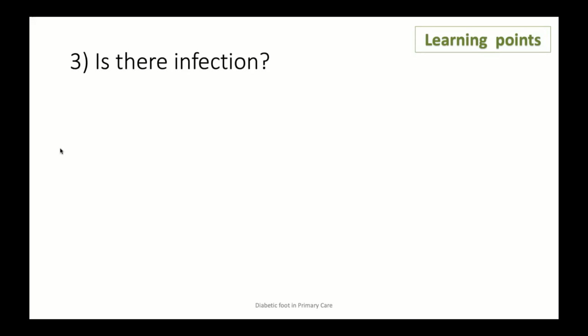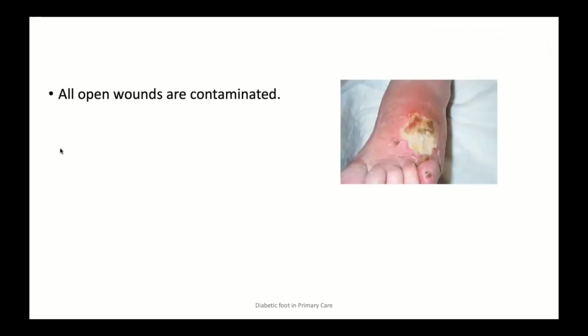I'll talk more about the other two components because they will take more time, and perhaps these are the two areas where things go wrong and difficulties arise in trying to assess and manage. Of these two, one is infection and one is ischemia. So let's see how and why we can tell whether infection is there or not. To begin with, any ulcer that a patient has is contaminated.